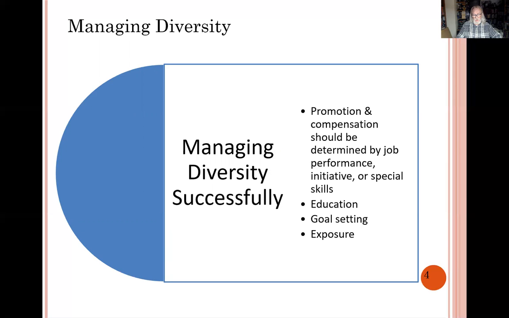a person's contributions. We can also use education to manage diversity by providing education for women and minority managers. We can also provide education to eliminate stereotypical thinking in the workforce and so forth. And we can make this work by setting goals that encourage positive diversity thinking. So if it's part of our espoused values, then that just makes us a stronger organization. And we need exposure.